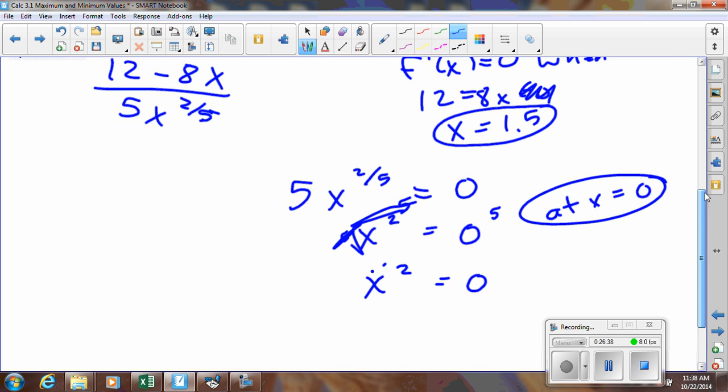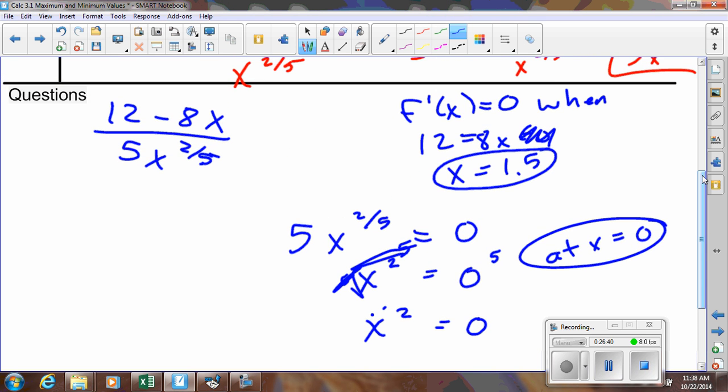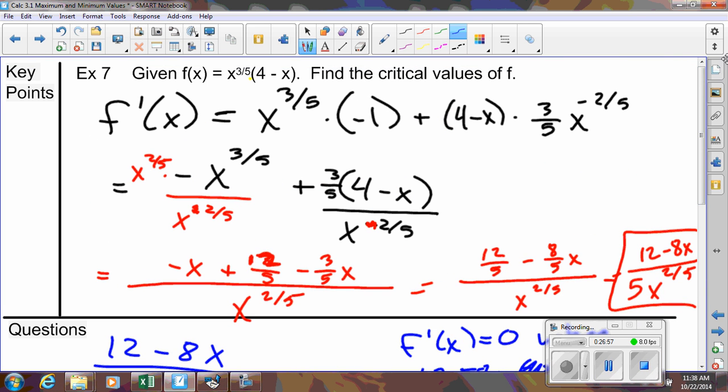So the two things we noted. 1.5 gives us a derivative of 0. That makes it a critical number. 0 makes us have a derivative that does not exist, which makes it a critical number. Our two critical numbers, 1.5 or 0. And we're finished.